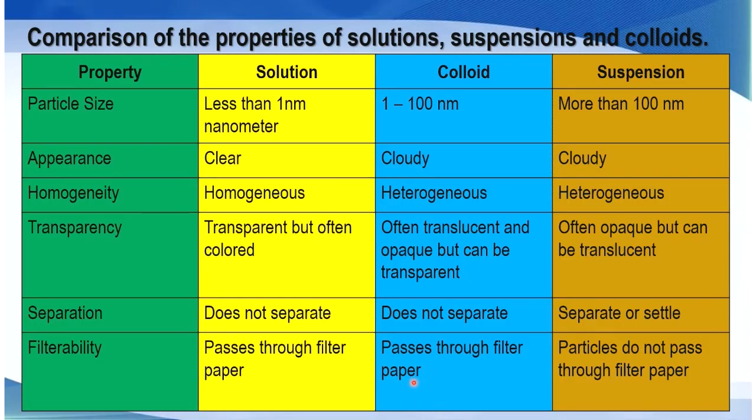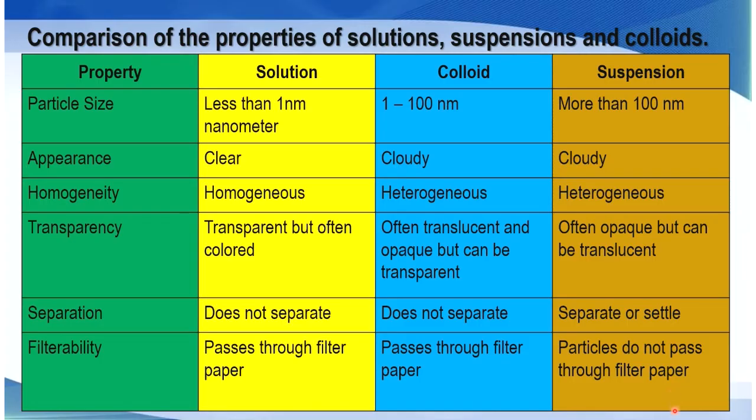So, depende kung ang kanyang particles ay maliit. Kasi nga, ang sabi natin is between 1 to 100 nanometer. So, kung masyado ring malaki yung particle size ng colloid, hindi na rin siya papasok sa or lulusot sa filter paper. And in suspension, particles do not pass through filter paper. So, pag sinala natin ang suspension gamit ang filter paper, ang kanyang mga particles ay hindi lulusot doon.